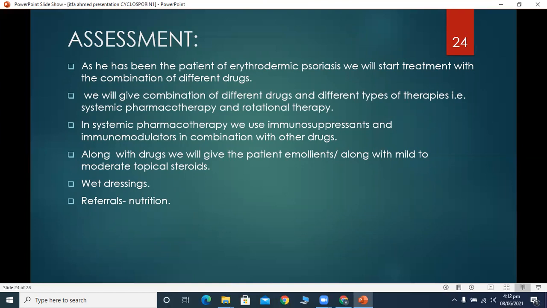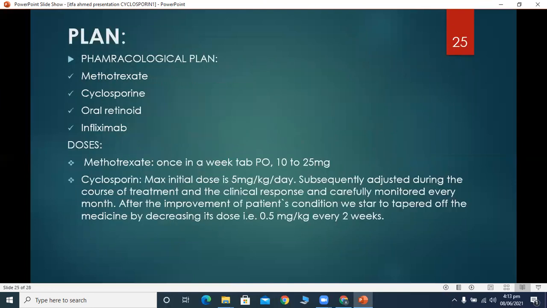In order to reduce or not provoke the disease. Along with these drugs, we will give the patient emollients along with mild to moderate topical steroids so that this will resolve his problem with itchiness and rashes, and also give comfort to his skin. We will also use bed dressings and refer him for nutrition. Our plan is divided into two categories. First, we would like to discuss the pharmacological plan.